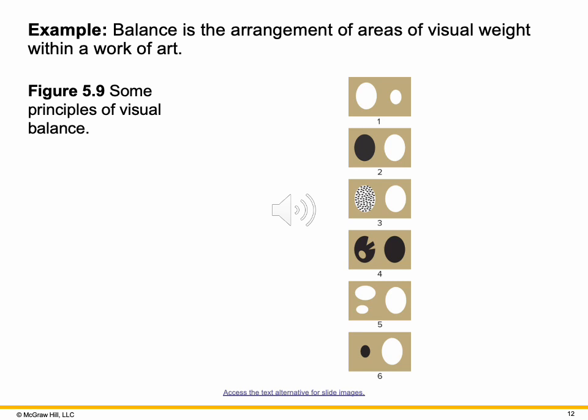And in the fifth, we see two or more small forms can balance one larger form, while in the last one, we see a small dark form can balance a larger light one.